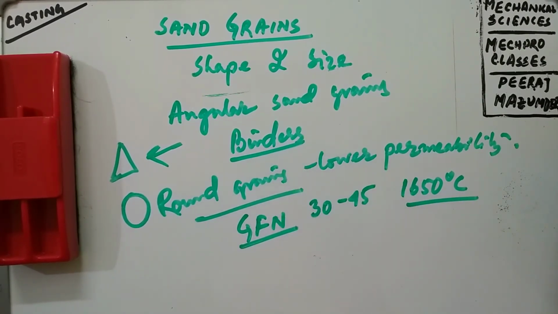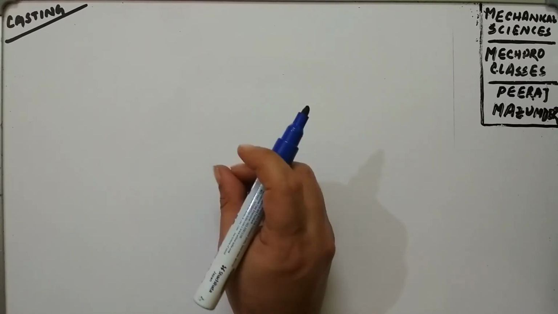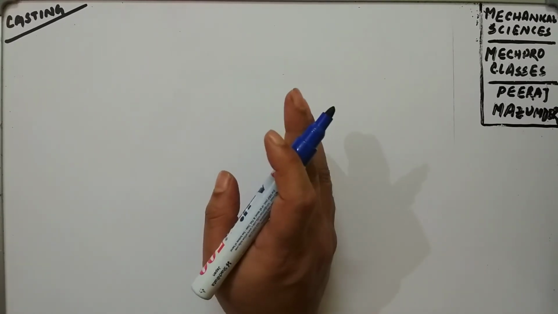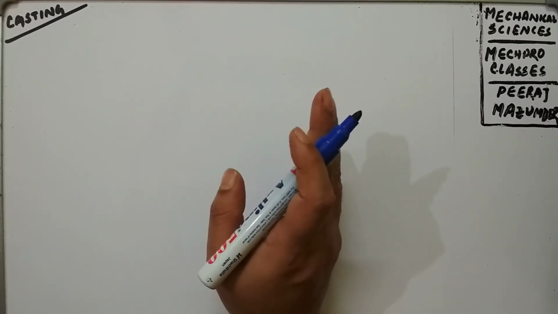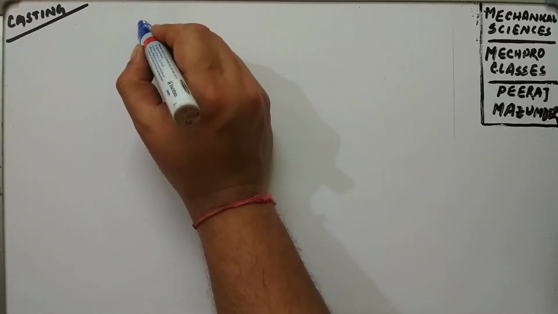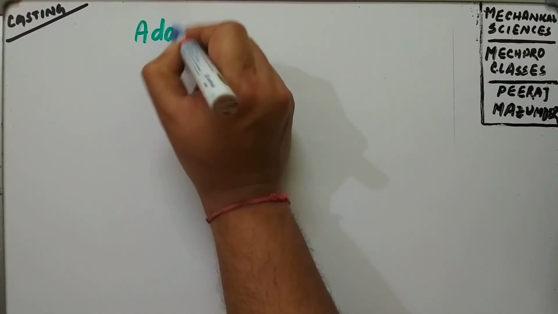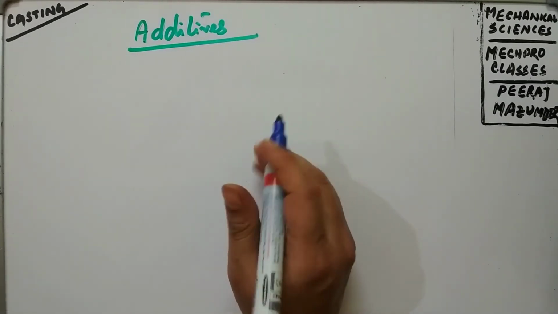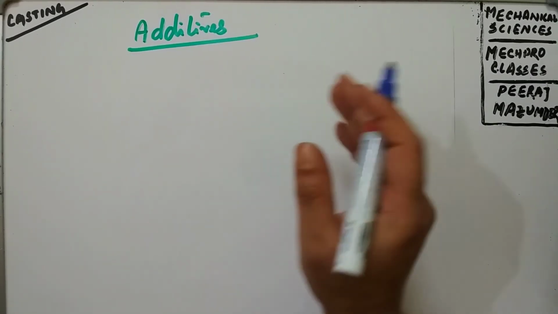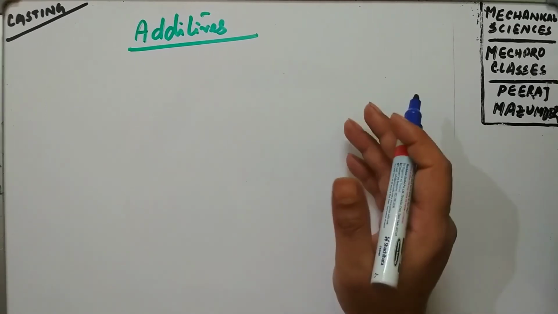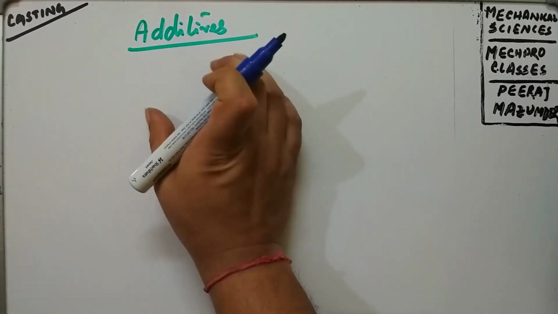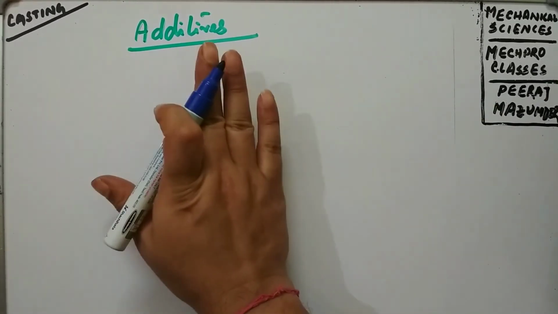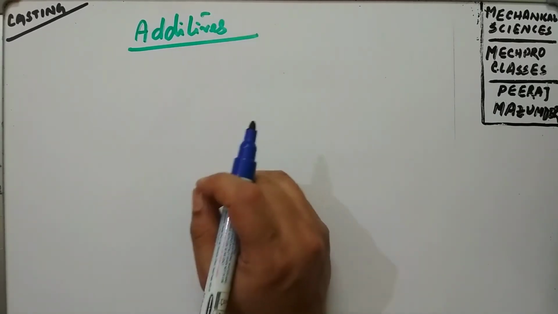Some of the very important additives are going to be asked in competitive examinations as MCQs, so I'd like to share them with you. You must take a note somewhere. These are the additives we use apart from the main ingredients such as silica sand, clay and moisture. This is the mainly important type of additives generally used in molding sand.